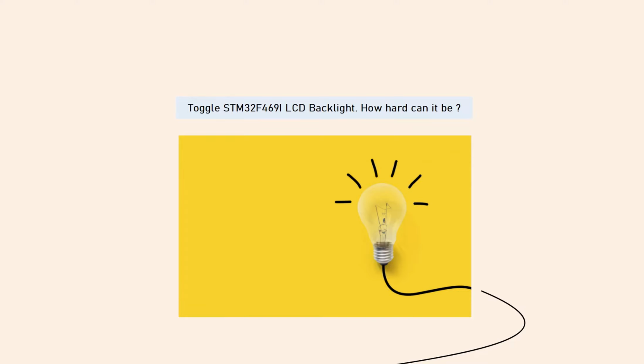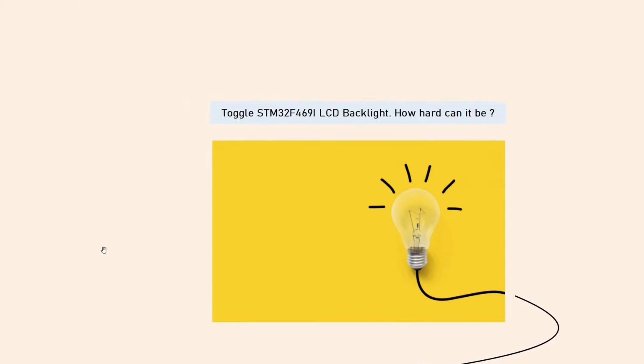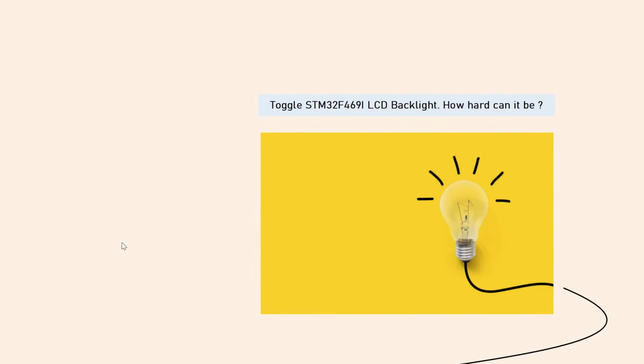Today's video is going to be about blinking the backlight of the LCD module on the STM32 F469i discovery board. This should be something easy because it resembles blinking some other types of LEDs which I've been doing so far on this channel. So I started right away doing my very first Google search to find ways to toggle this LED.